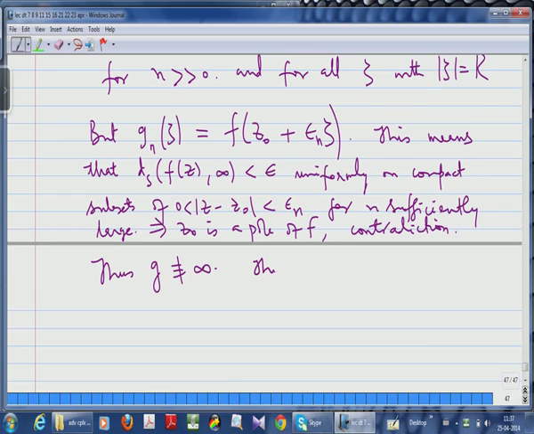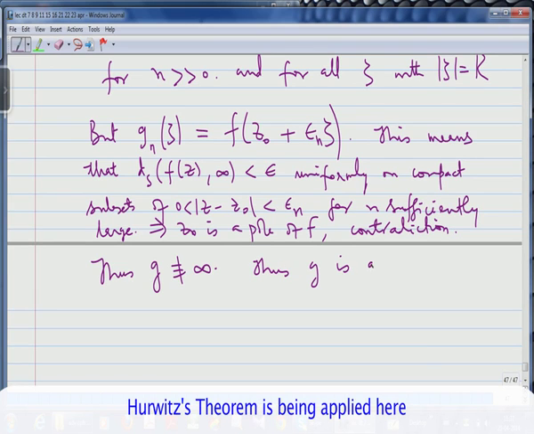in the punctured plane, punctured at the origin. Thus g is analytic in the punctured plane. And what does that mean? It means that of course the origin is a singularity. The origin is an isolated singularity for g.